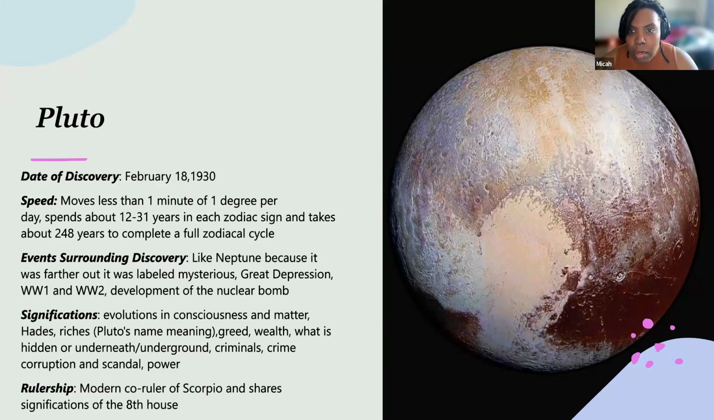Like power is not necessarily always bad. Wealth is not always bad. It really depends on how it's being used. Pluto is going to be the modern co-ruler of Scorpio, with its traditional ruler being Mars. And it shares significations of the eighth house. So the eighth house is going to be about death, crisis, taxes. It can be about transformation, rebirth, which Pluto also stands for.